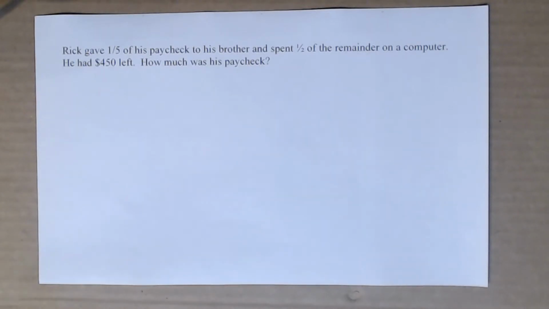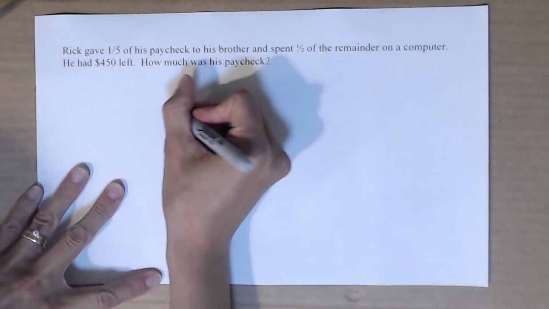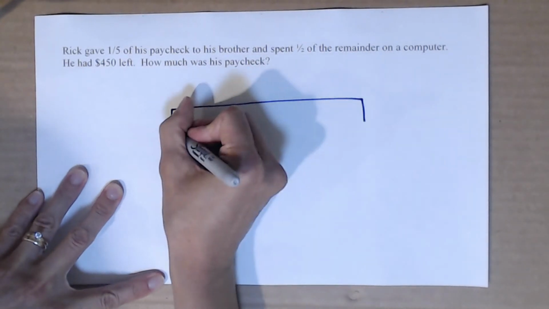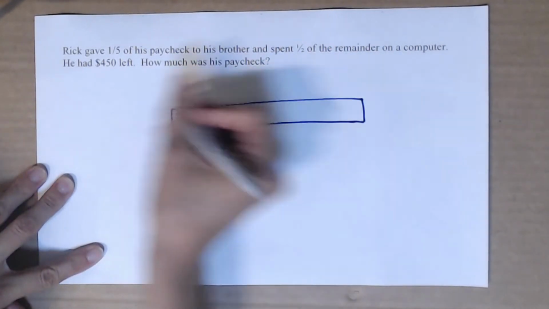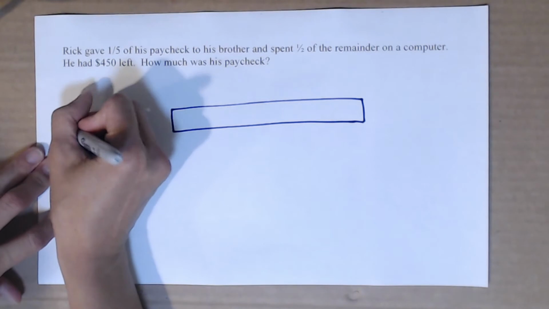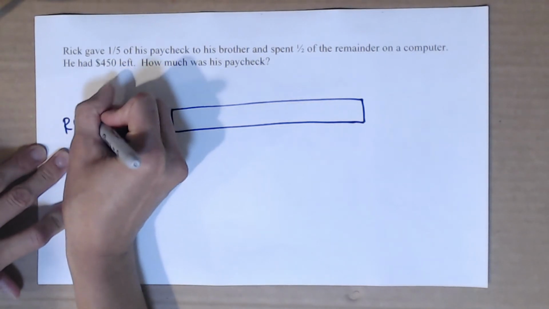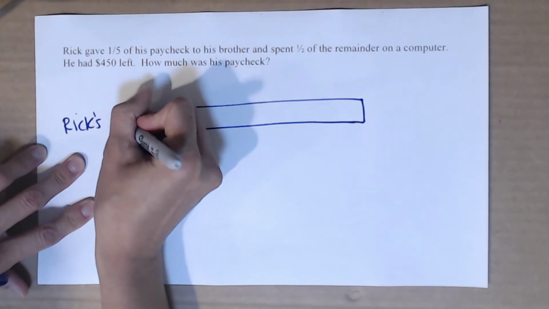Here's our second problem. Rick gave 1/5 of his paycheck to his brother and spent 1/2 of the remainder on a computer. He had $450 left. How much was in his paycheck? Alright, so our bar model is going to represent Richard's paycheck, or Rick's paycheck. So let's draw a bar and label it Rick's paycheck.